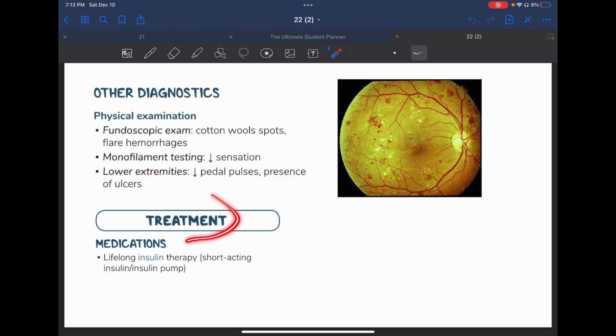What is the treatment? The patient should use insulin for their whole life. You can have short-acting insulin or an insulin pump, which pumps insulin continuously into the blood.